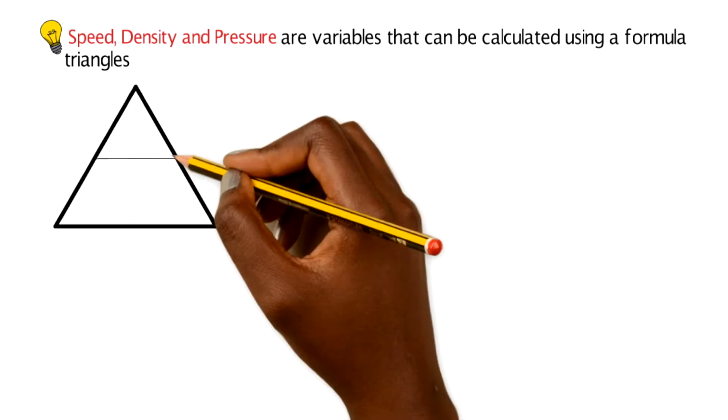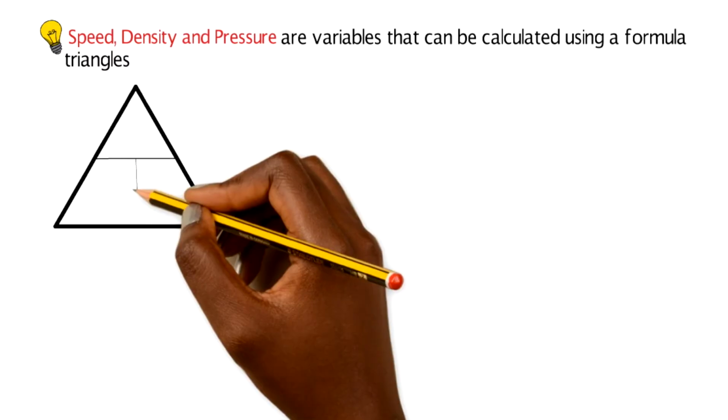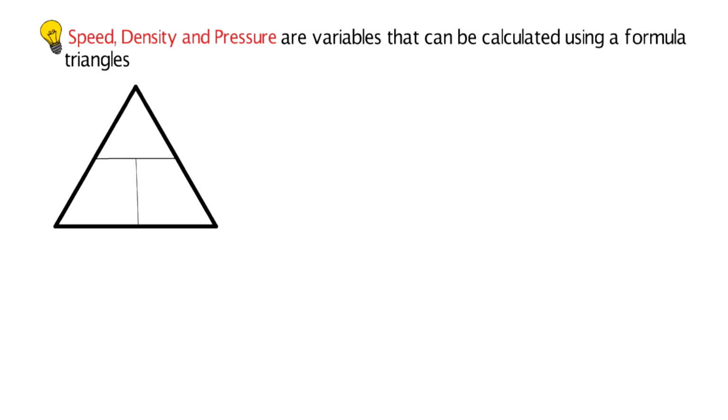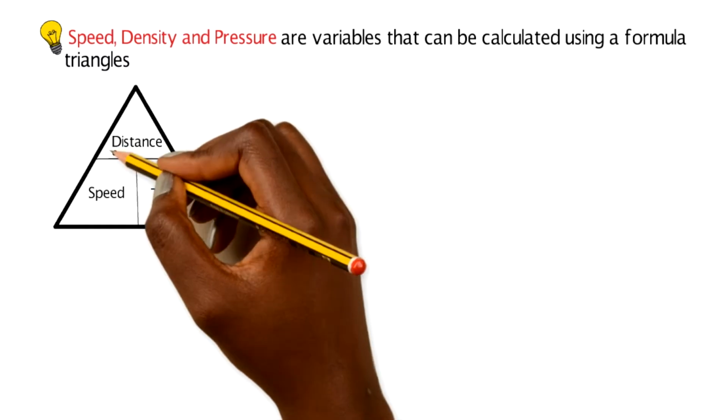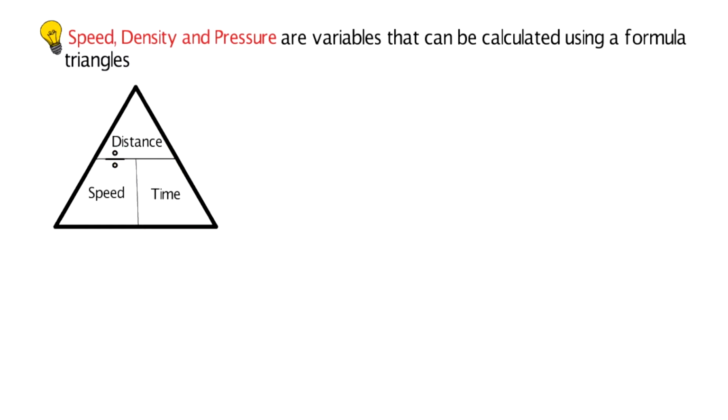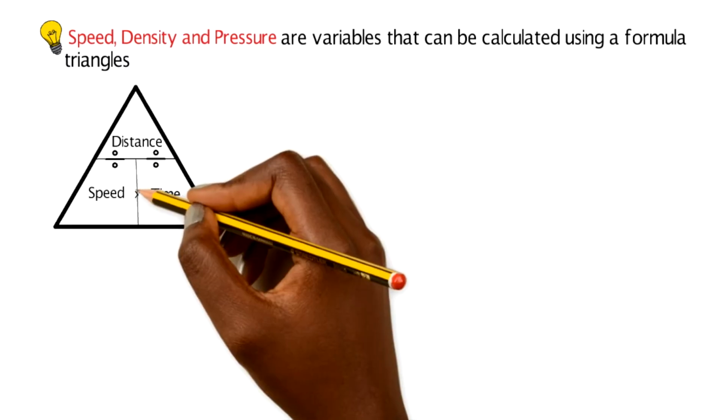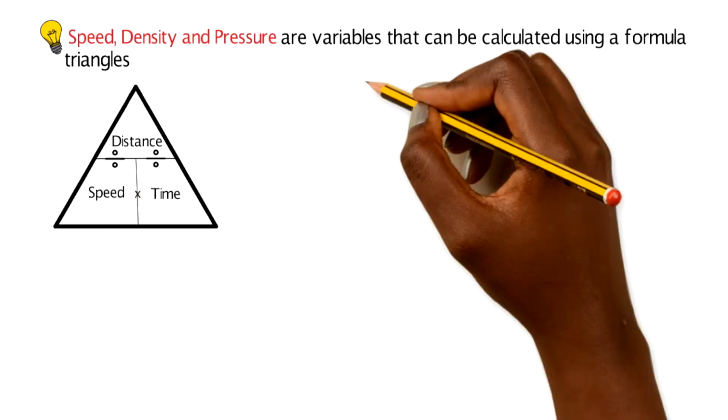So the first triangle I'm going to draw is for the speed, distance, and time equations. So distance is at the top, speed and time are at the bottom. And the main thing with your formula triangles is that the horizontal line is represented by division. Think about it, how division is the same as fractions, right? And the vertical line is the times sign.